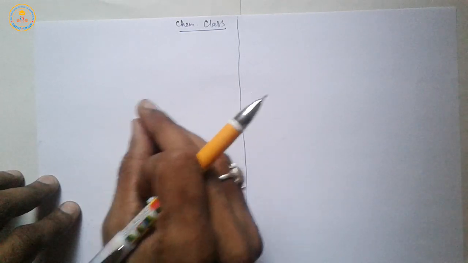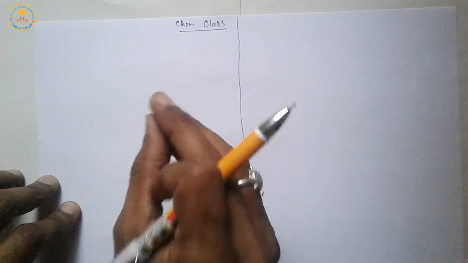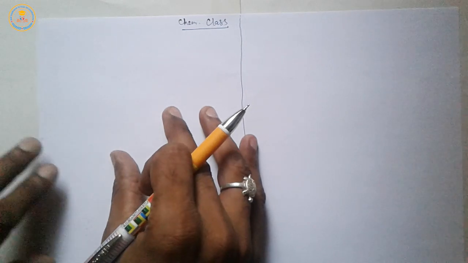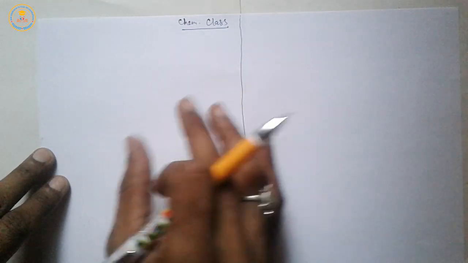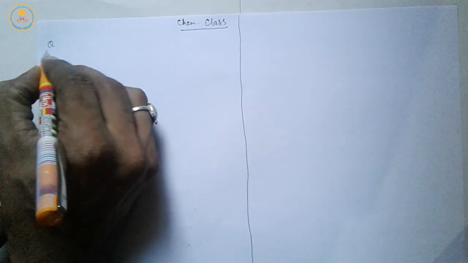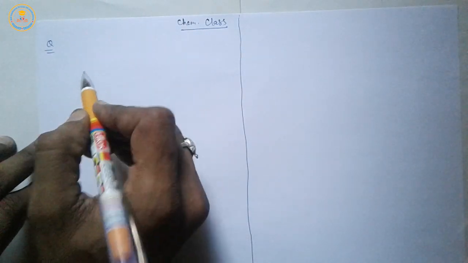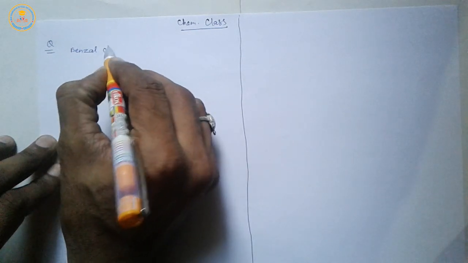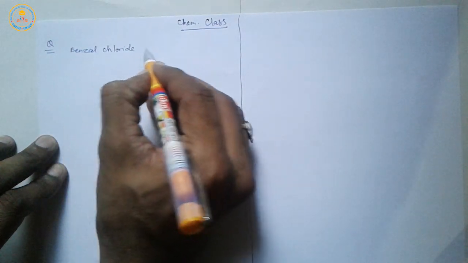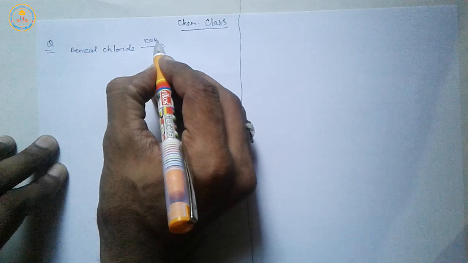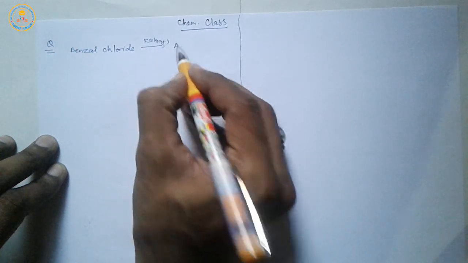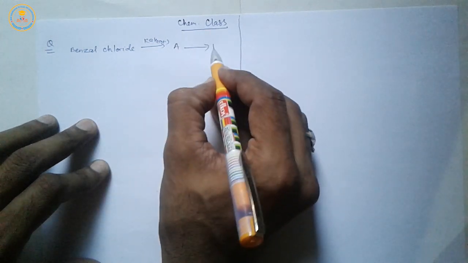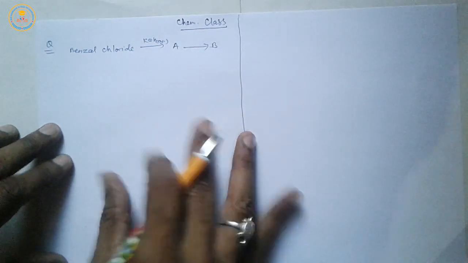In the previous class, we discussed methods of preparation of dihalogen derivatives. First, we discussed the homework question. The question was: identify A and B in the following reaction. Benzyl chloride is treated with aqueous KOH, then an unstable compound A is formed, and A is converted into B.